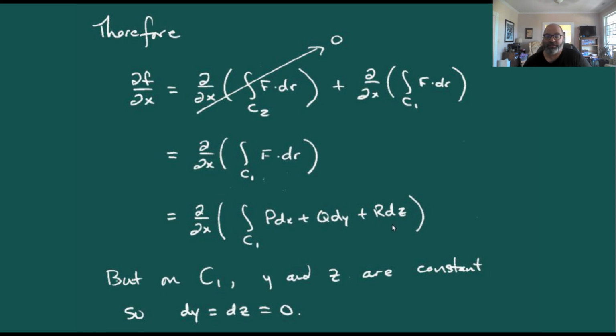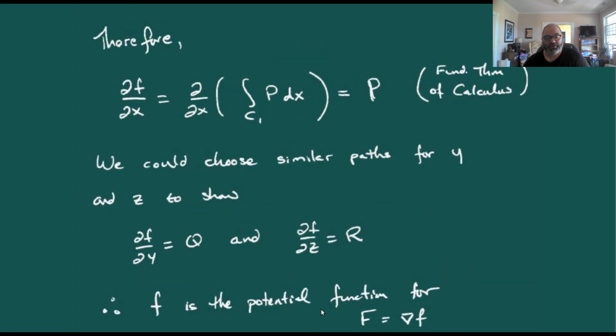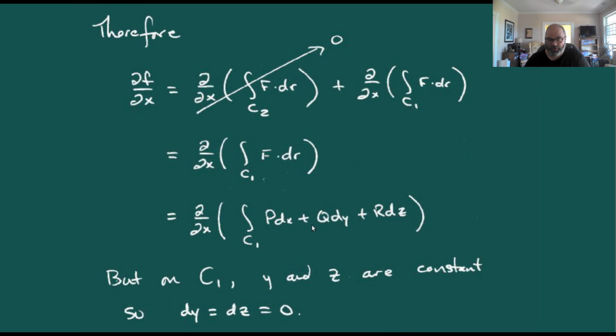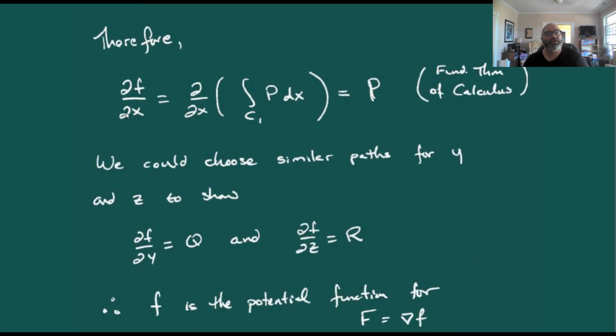Now is where our particular curve C1 comes into play. Y and z were constant on each one of those. And since they were constants, in particular, that means that when we compute dy and dz, we get 0 on those things. And so this first component disappears, q dy disappears, r dz disappears, and we are just left with the partial of f with respect to x being the derivative with respect to x of the integral. Well, that's our fundamental theorem of calculus, and that tells us it's just the integrand p.